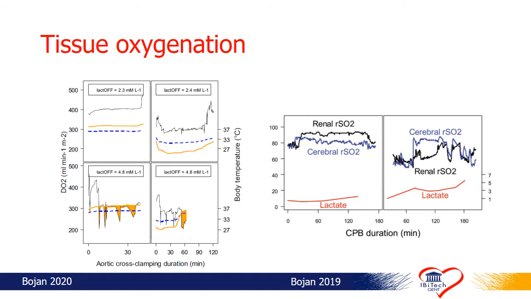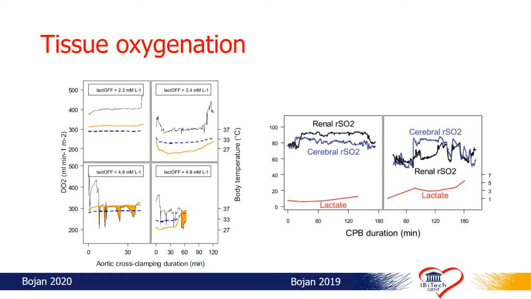In children, we also have the advantage that we can work with not only the cerebral oxygenation, but also with the renal oxygenation. And in normal conditions, the renal oxygenation should always be higher than the cerebral oxygenation. When that's the case, we have a very low, as you can see here, about 1.